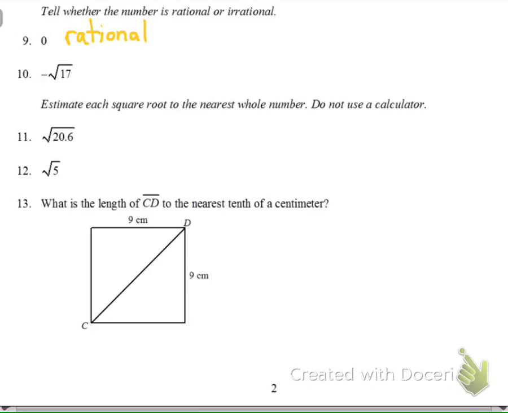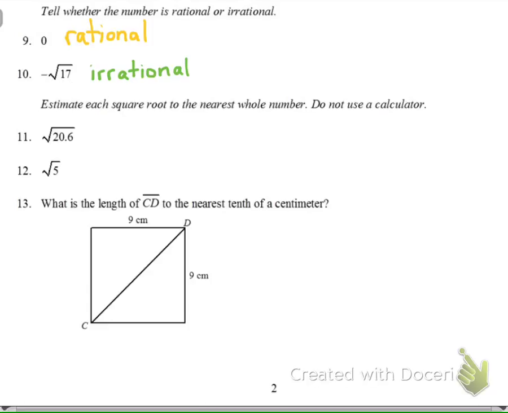Alright, now number 10, remember when I told you where most of your irrational numbers come from? There are square roots that aren't perfect squares. Well, 17 is not a perfect square, so if you try to take the square root of 17, you get an irrational number. Okay, any square root that's not a perfect square is irrational. It doesn't even matter if it's negative or positive, that's irrelevant. Okay, because of the 17 not being a perfect square, if you take the square root of it, automatically irrational.